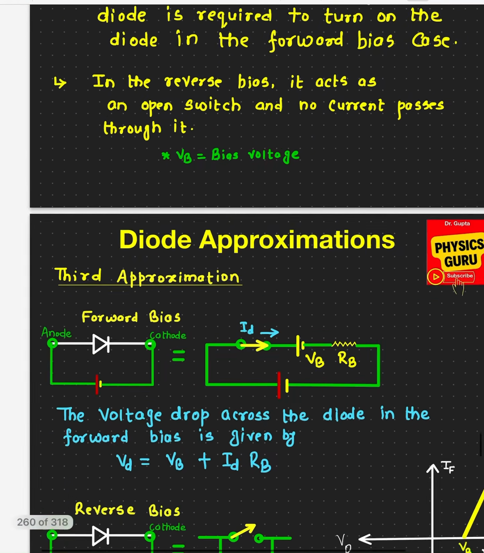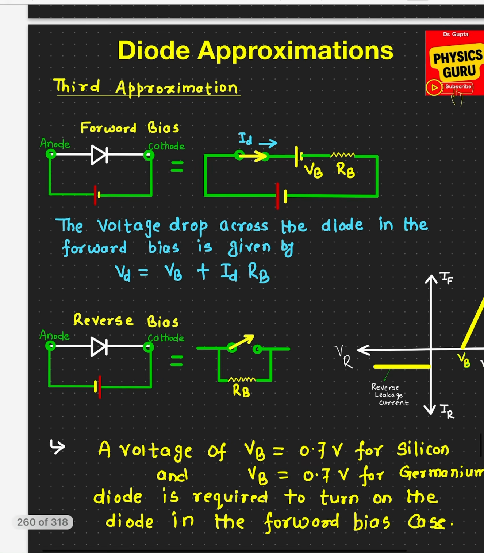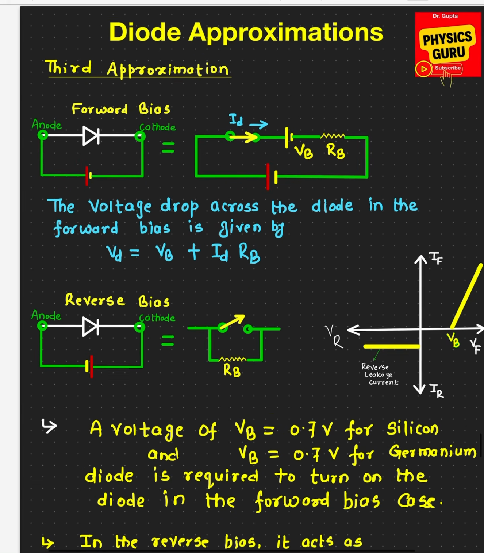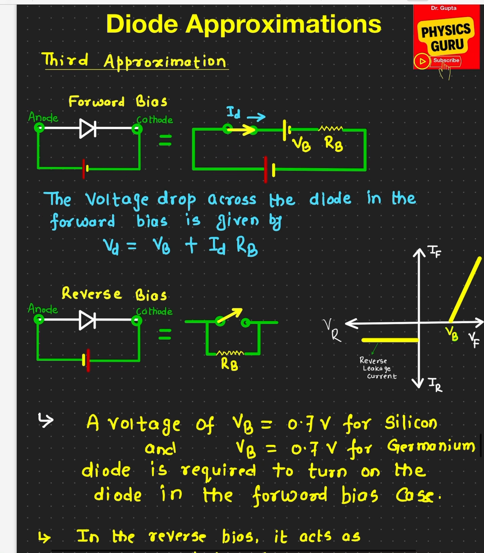But now let's talk about the third approximation. In the third approximation, we use the diode as a closed switch plus the bias voltage plus a resistance RB. Okay, so this RB we call the bulk resistance. Let me write down here. RB stands for the bulk resistance, and VB is the bias voltage.